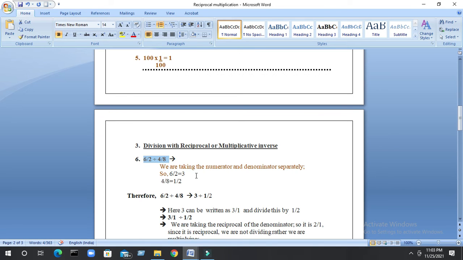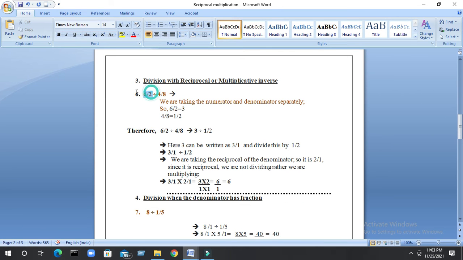Now let's do one thing. Let's take the numerator and the denominator separately. So here I have 6 by 2, which is 3, and 4 by 8, which is 1 by 2. So 6 by 2, I set it as 3. 4 by 8, I set it as half. Here, if you observe, can I write 3 as 3 by 1? And then again we have the common division symbol here. Again write 1 by 2, which is nothing but 3 by 1 divided by 1 by 2.